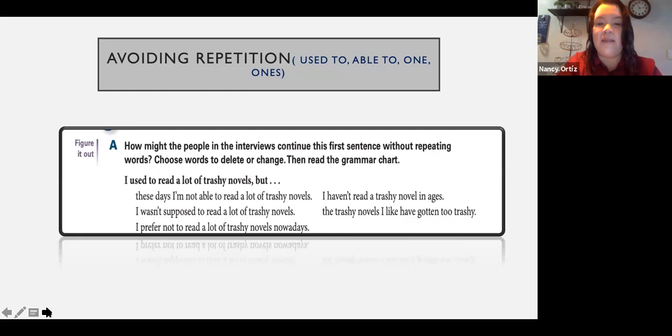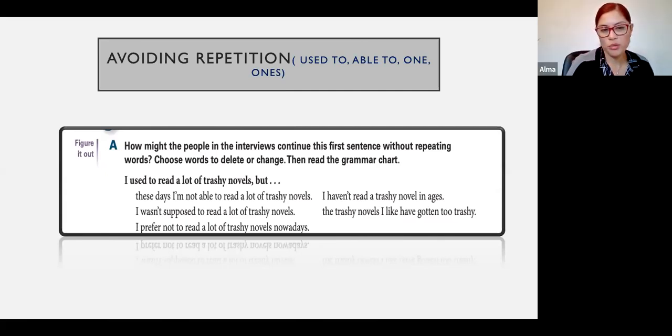So let's hear it. Imagine there are some group of people having interviews. How might people in the interviews continue this first sentence without repeating words? Okay, choose words to delete or change, and then we will go into the grammar chart, okay? So I used to read a lot of trashy novels, but how can we continue? It could be, I used to read a lot of trashy novels, but I don't do it anymore. Could be. I don't do it anymore.